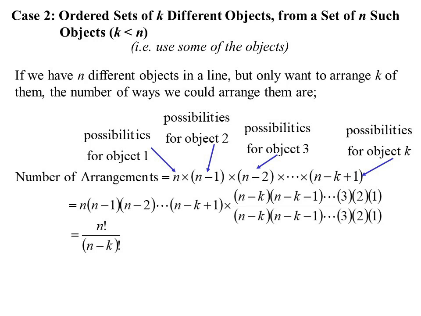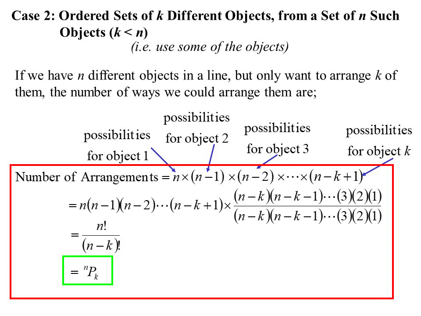There is a notation for that for permutation, nPk. You guys are so much luckier than me because you've got a button on your calculator that'll work that out.